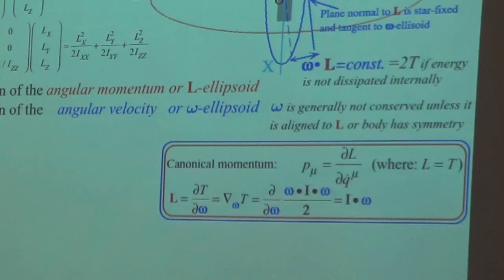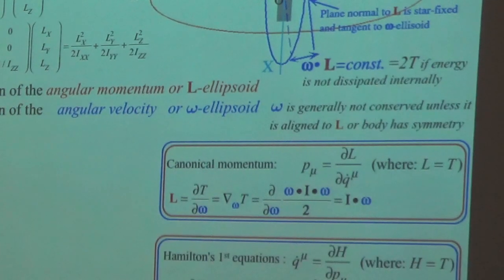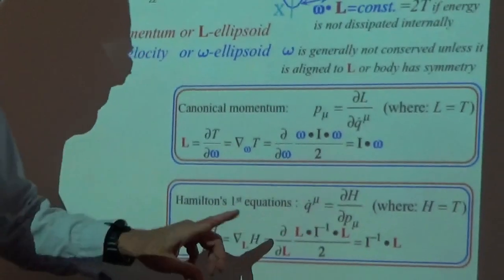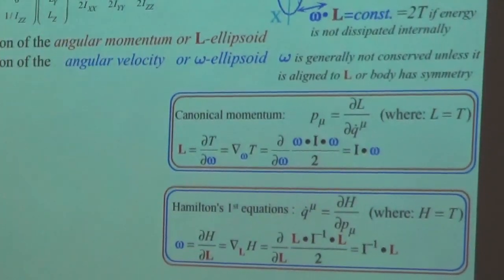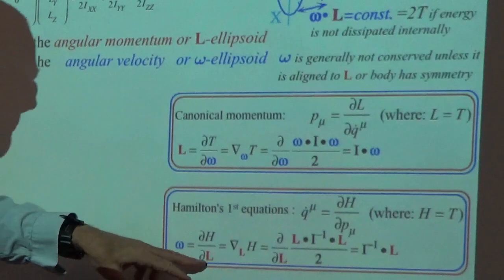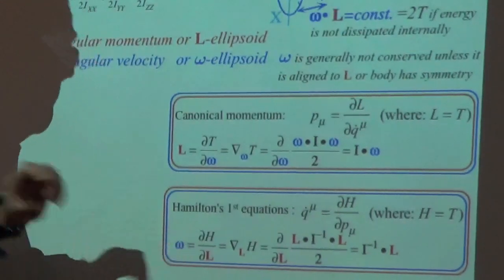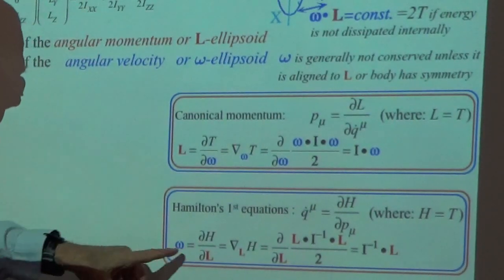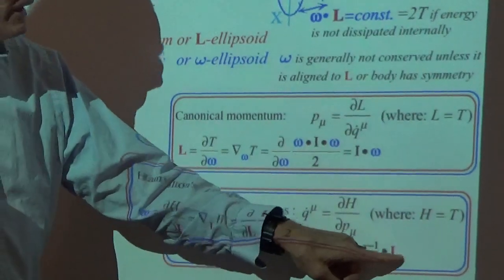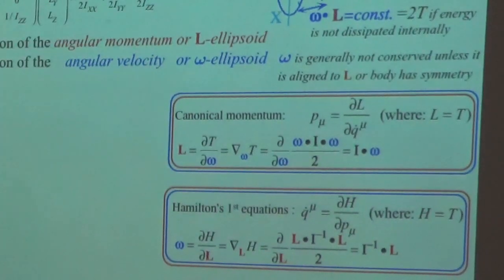All right? Then I can take the Hamiltonian, which is this guy right here, and differentiate that with respect to L. Okay, the gradient with respect to L. That better be omega. Okay, and it is. So that's the inverse right there. All right. So you have Lagrange's first equation, Hamilton's first equation. It's just the geometry of ellipsoids. Pretty cool, right? Easy to remember.